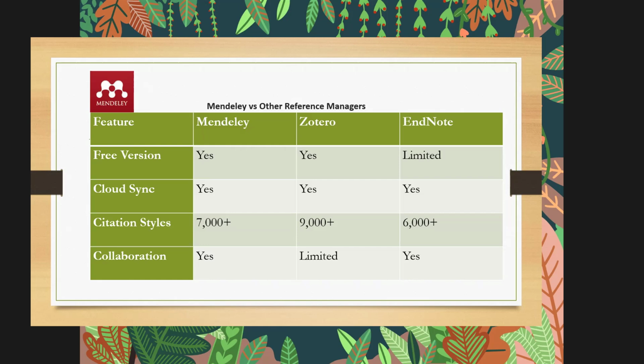When it comes to cloud synchronization, yes, Mendeley you can, and even the rest, yes, you can. Citation styles: Mendeley has 7,000 plus, Zotero has 9,000, and EndNote 6,000 plus. Collaboration: yes, you can collaborate with other peers. Zotero is limited, and with EndNote you can also collaborate.